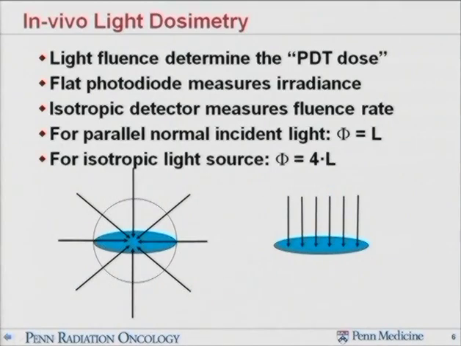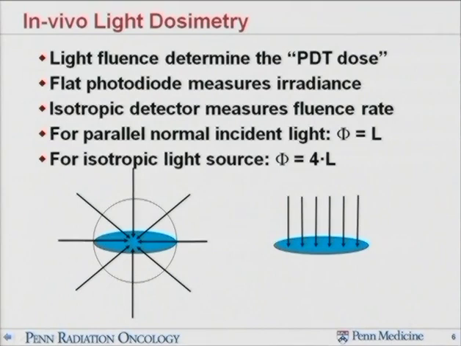So light fluence rate really is the quantity that determines the so-called PDT dose. That's the dose absorbed by the drug for photodynamic therapy. And the typical diode, like a flat photodiode, is measuring irradiance because it has taken into account the angular dependence. If the light is shooting at 90 degrees towards the area of interest, you get no dose registered with a photodiode directly. And the isotropic detector really is one of the detectors that accounts for the light coming into an area from all directions. So it measures the fluence rate.